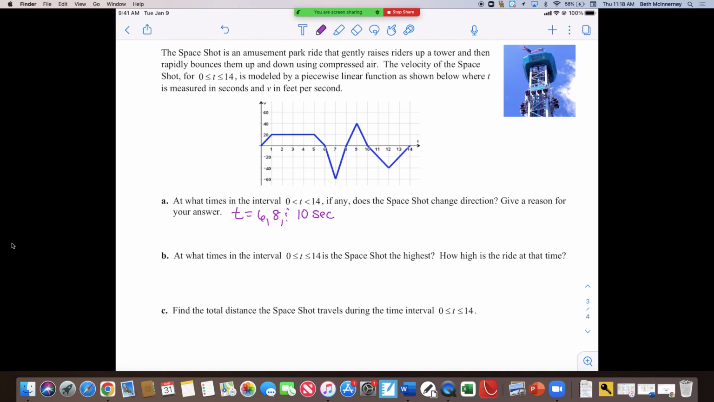So we would say t equals 6, 8, and 10 seconds because v of t equals 0 and v of t changes signs at each of these values of t.